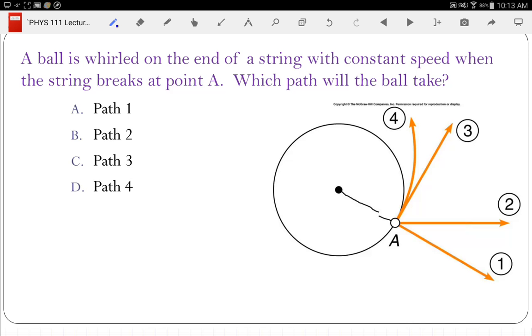And so if the string snaps at this instant, which path, now this is only looking down from above, so we have no vertical motion we're concerned about. Only motion that you see, in one plane. So if it's like this, we wouldn't be talking about it going up or down. Just what direction does it go in the horizontal plane. If the string snaps when it's right there at point A.